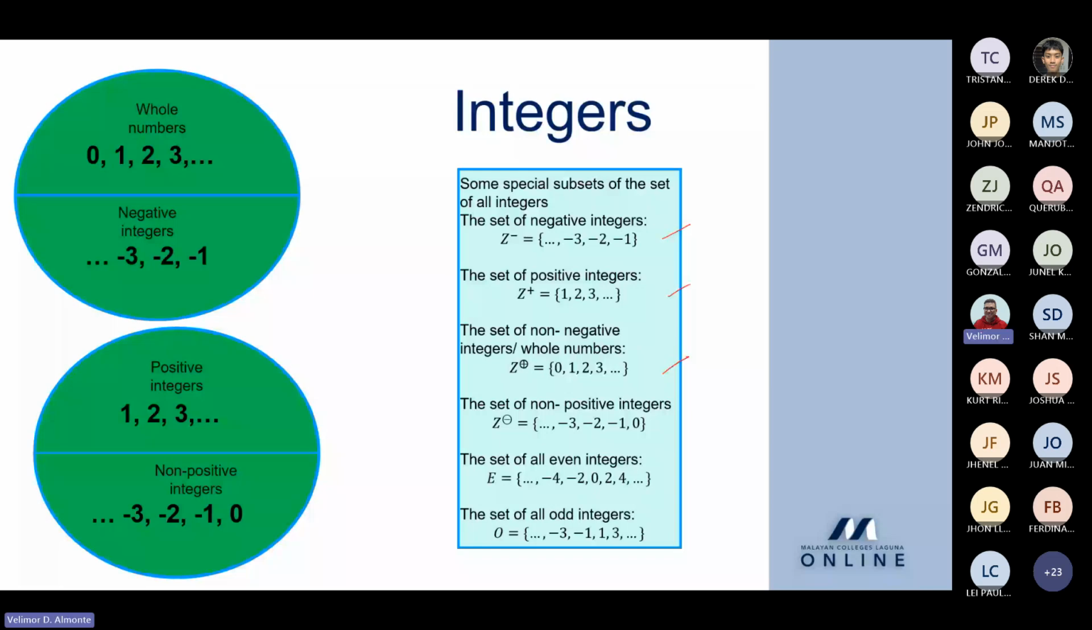So you cannot call 0 either positive or negative. So you just say non-negative. It's also referred to as the set of whole numbers. The set of non-positive integers includes 0 and the negative integers. Even, you can use E, or you can use O. So a lot more subsets are possible. These are just the common subsets that we use.